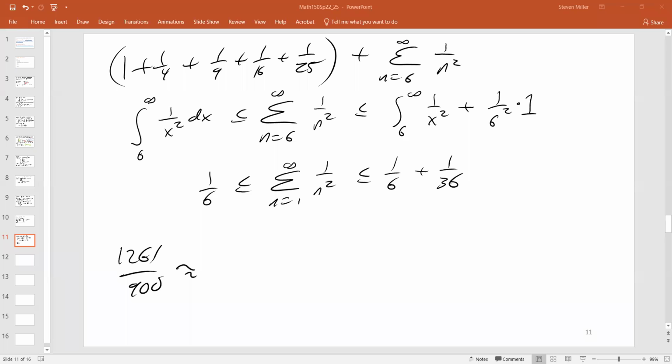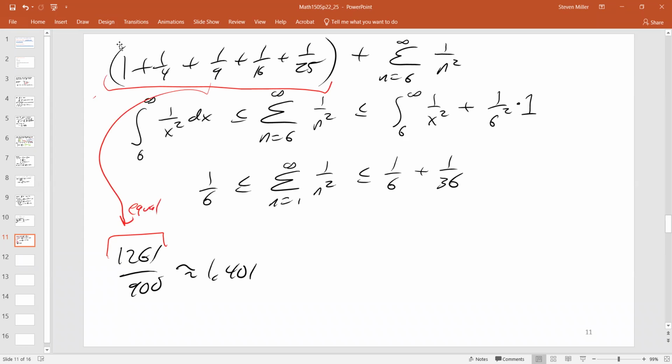1261 over 900. So this part over here is 1261 over 900, which is about 1.4. What I need to do is take this and add 1/6. So the sum from 1 to infinity of 1 over n squared is equal to 1261 over 900 plus 1/6 plus an error of at most 1 over 36.